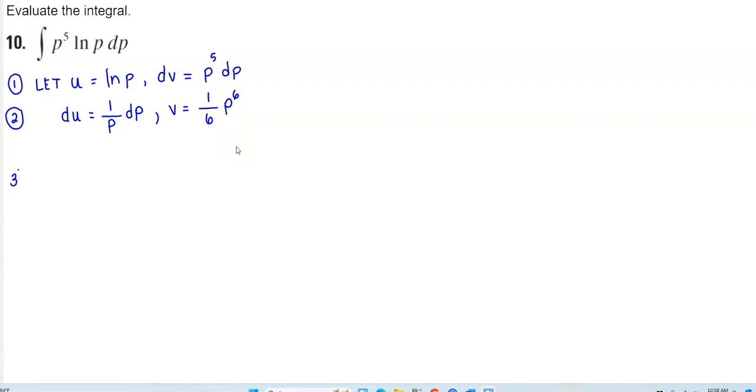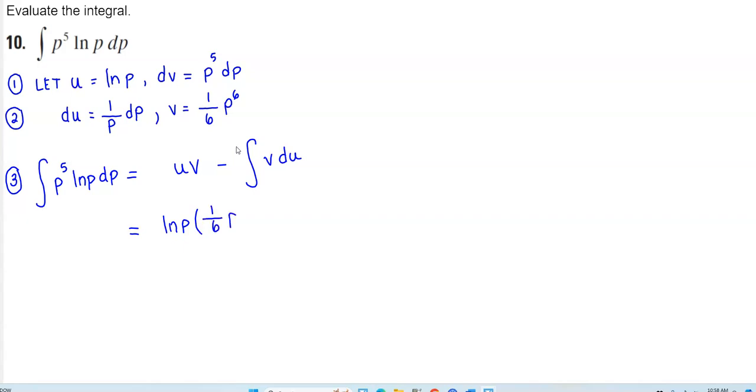So now let's go ahead and rewrite the original question. So we have the integral of p to the fifth times the natural log of p dp. And so we're going to use the integration by parts formula: u times v minus the integral v times du. We know that u is the natural log of p times v, which is 1 over 6 p to the sixth power, minus the integral of 1 over 6 p to the sixth power times du, which is 1 over p dp.